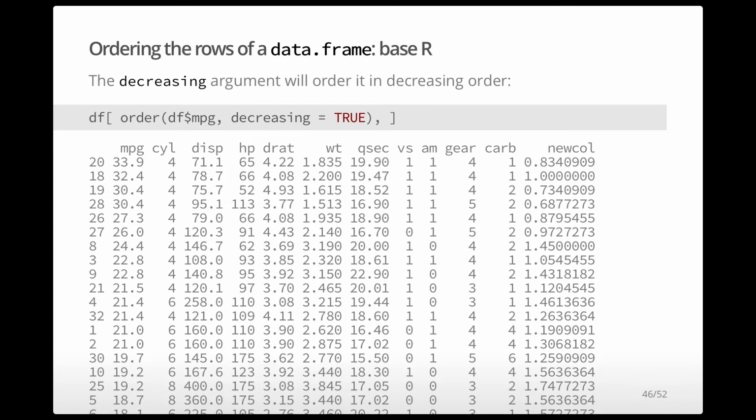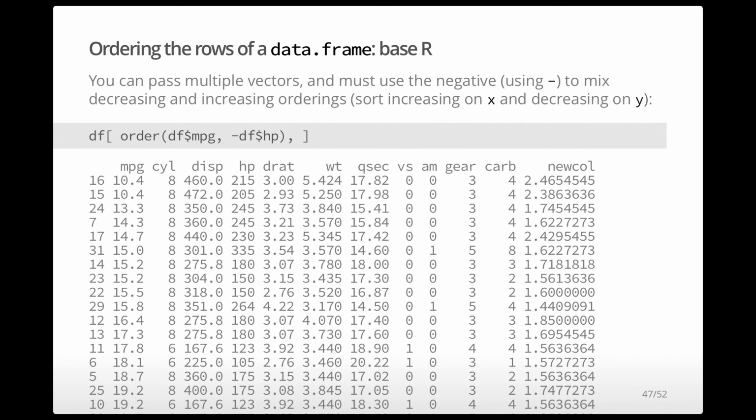So the base way, there are other options. In order, you can put decreasing equals TRUE. It will put them in decreasing order. You can put a negative sign on numeric vectors, and you can sort this one increasing and this one decreasing. It'll go in the specific order you want. It'll sort by this one, and any ties, then it'll sort by this one, but this one is decreasing. I still think these are not that intuitive. This also does not work for characters. If you're sorting on name or something, you can't put a negative sign out in front of it.